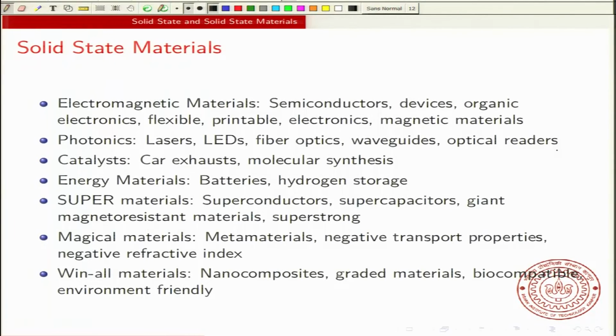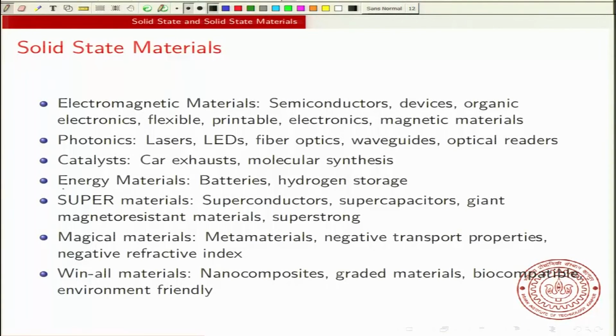Then there is a whole class of materials which are used as catalysts for various reactions. So for example, the car exhaust has a catalyst, which consists of lead. Again, there is a lot of research on developing better catalysts, but in fact industrially almost every chemical reaction is carried out in the presence of catalysts, and many of these catalysts are actually solid state materials. The whole field of molecular synthesis involves catalysts, which are solid state materials.